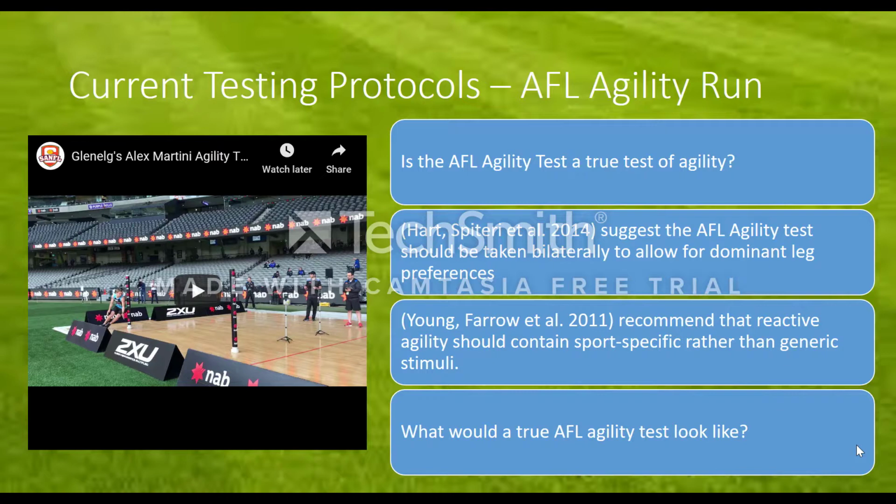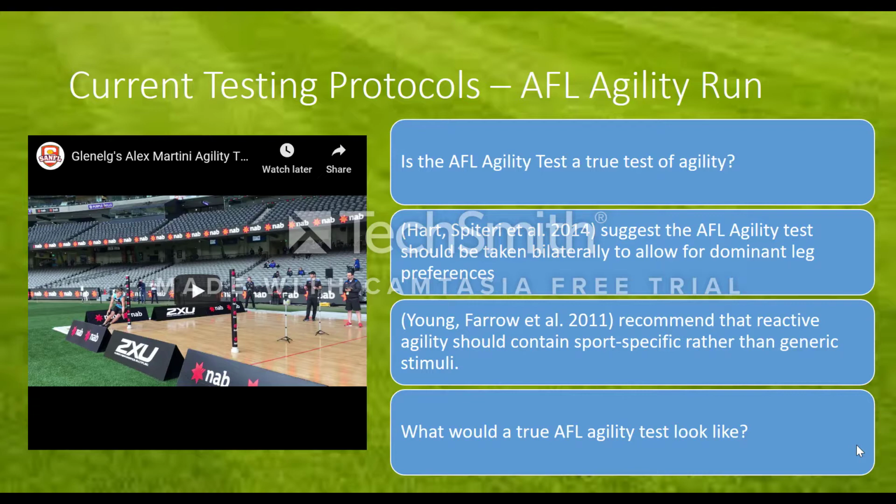Young and Farrow suggest a true agility test should contain some unknown variable which ideally should be specific to the sport. A great deal of thought would need to go into devising a test that matches the agility demands of Australian rules footballers. For reliability purposes, it would be difficult to include a stimulus such as a football.